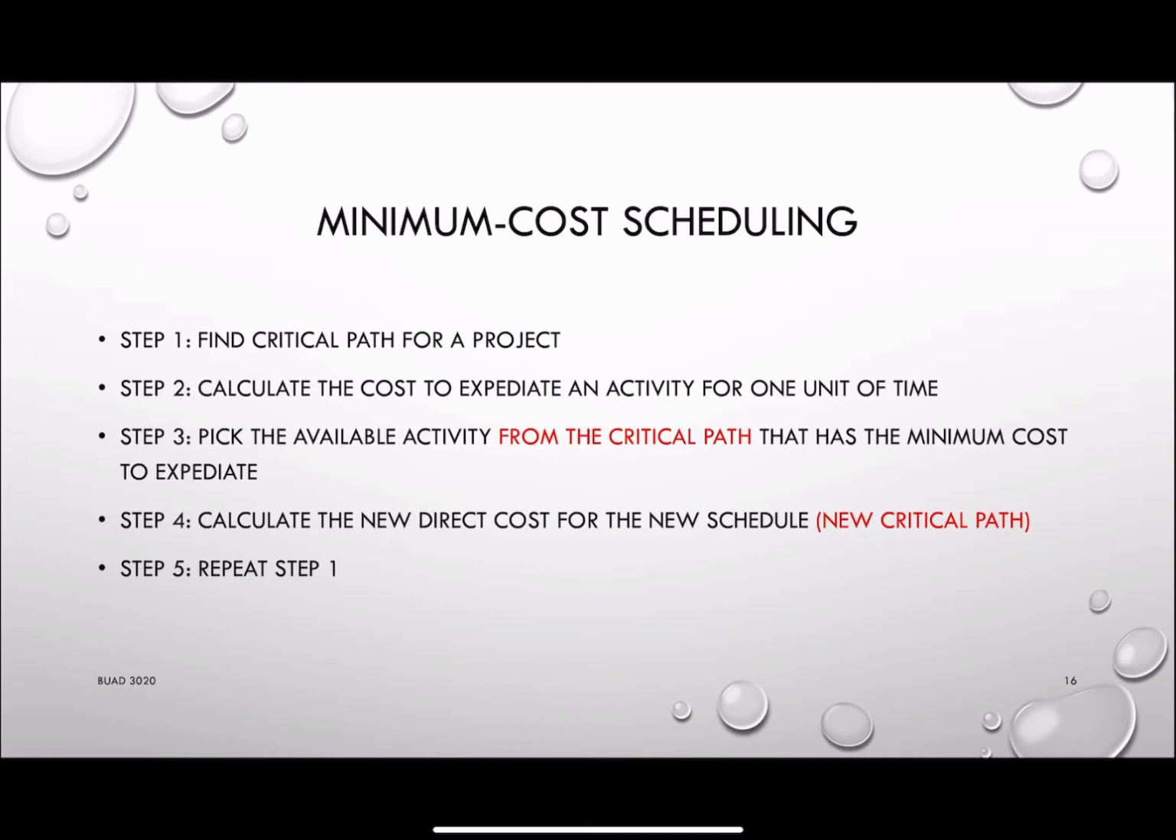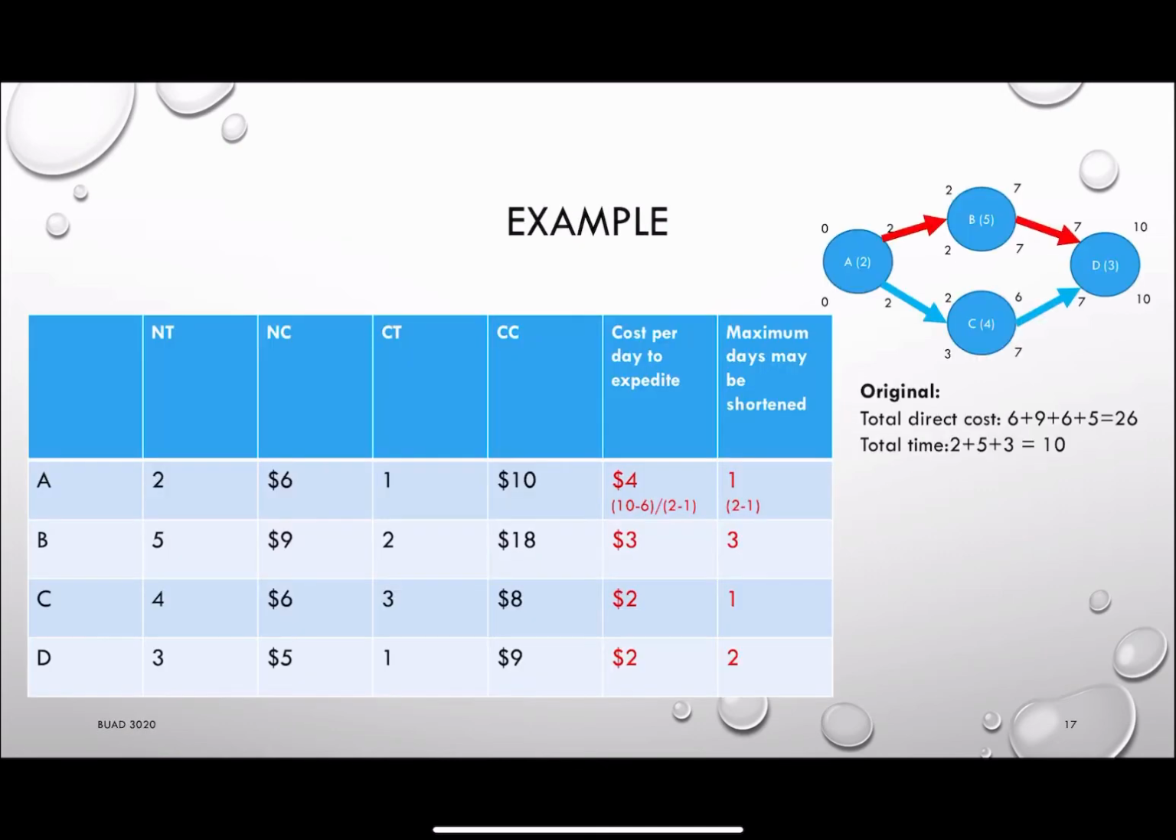Then we can calculate the cost to expedite an activity for 1 unit of time using the formula on the previous slide. Then we want to pick the available activities from the critical path that have the minimum cost to expedite. Because we don't want to spend too much money, we want to start from the cheapest one. Then we can calculate the new direct cost for the new schedule. It may lead to a new critical path. If that's the case, you need to recalculate the new critical path. Then you can repeat this process over and over again until you feel that there is no more room for improvement.